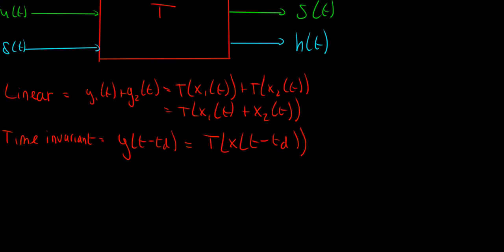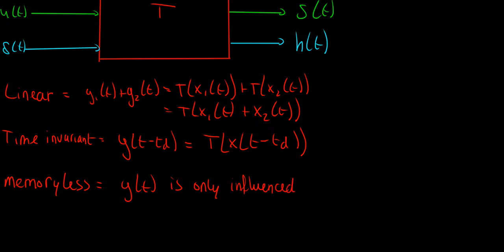More properties that we have. One of them is a memoryless system. When a system is called memoryless, it means that y(t) is only influenced by x(t), but not any value before this t or after this t. It does not depend on the past or the future, just this point in x(t).